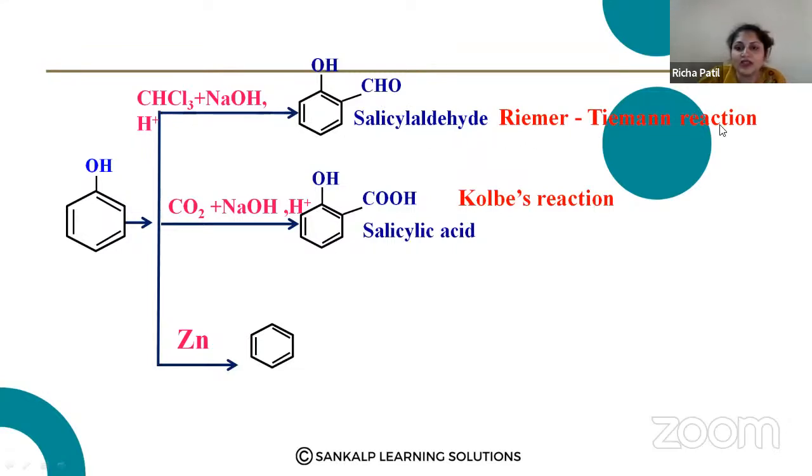So the named reaction is known as the Reimer-Tiemann reaction. This is the Reimer-Tiemann reaction, where you convert your phenol into an aldehyde. There is an aldehyde group at the ortho position. The name is salicylaldehyde.